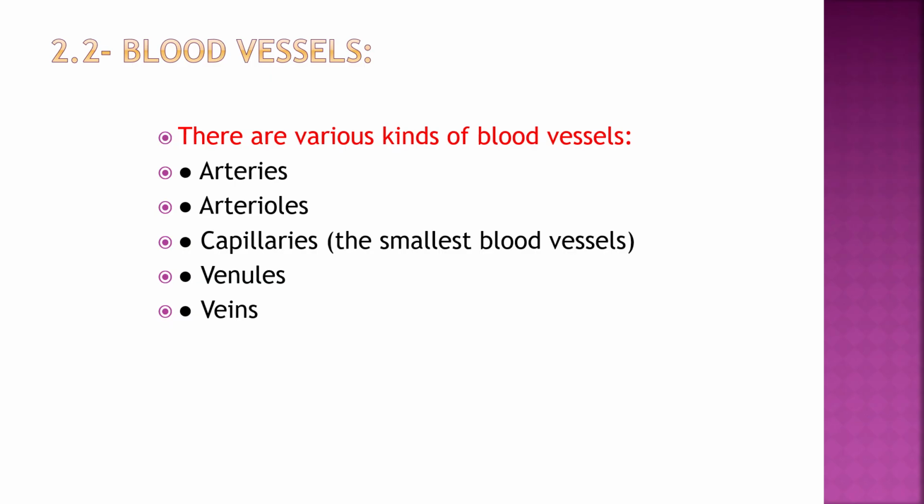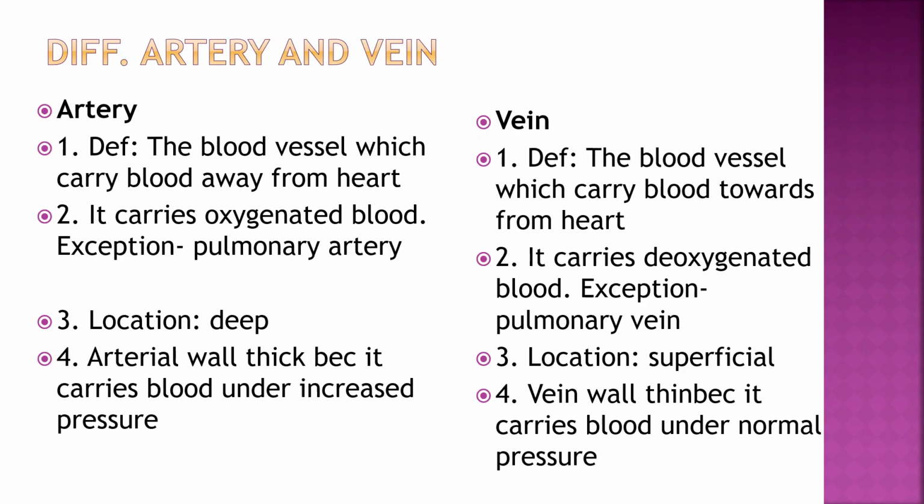Then the smallest branches of the blood vessels are called capillaries. Capillaries join and form venules, and venules join and form the vein. An important great vessel is the vena cava, which is formed by the combination of the superior vena cava and inferior vena cava. Now we will see the difference between artery and vein.